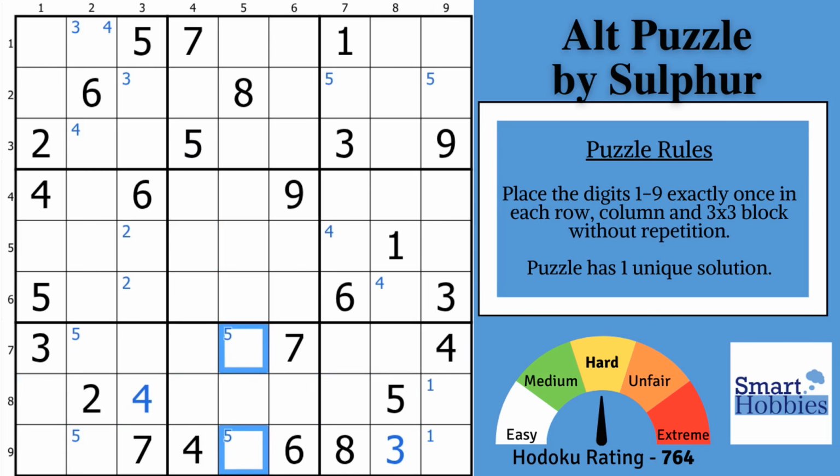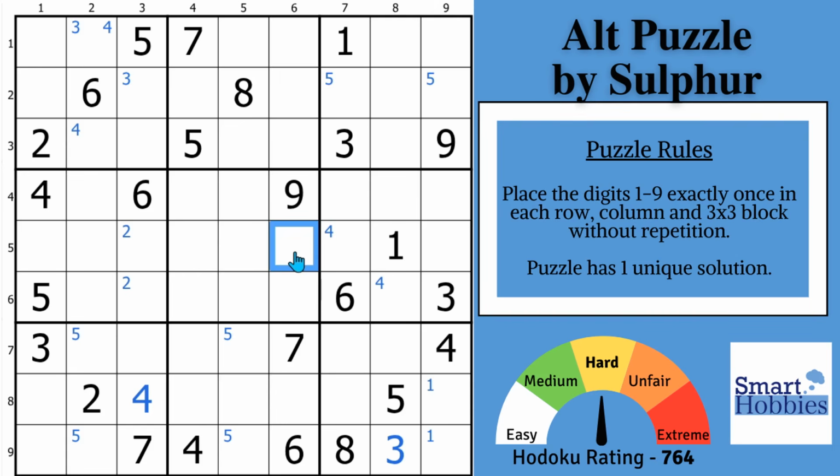But these are a little bit special because they are a pointing pair. Since these 5s are restricted to column 5 here in block 8, we know a 5 cannot be anywhere else outside that block in the column. If you try to put a 5 here or here, then you'd have no place to put a 5 in block 8. So we can use that to further restrict where 5s can go in block 5.